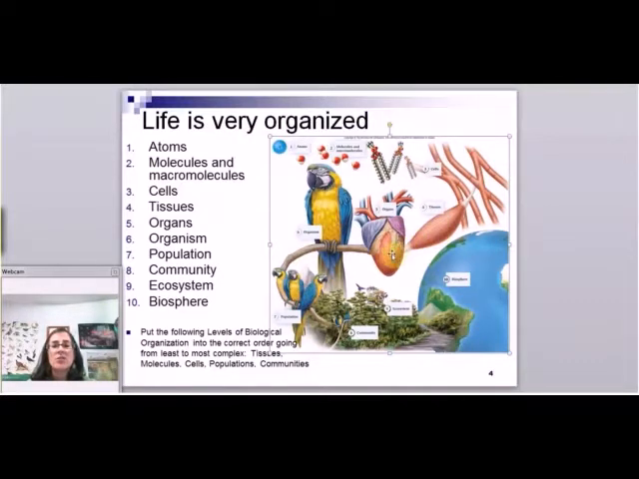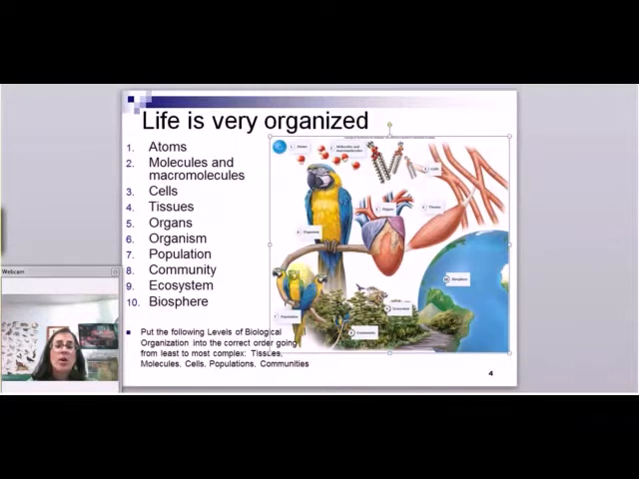Many tissues can form an organ. So this is a heart, and in the heart you have muscle tissue, you also have nervous tissue, you have connective tissue, all that come together to form a complex organ. Many organs can come together and form a complex organism. So again, you have a heart, you have a stomach, you have lungs. These all have to coordinate and work together to build an organism.